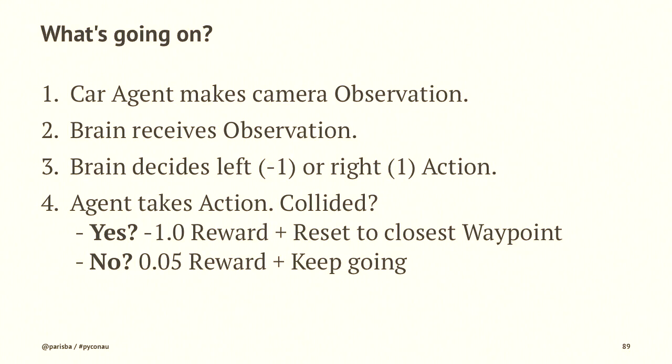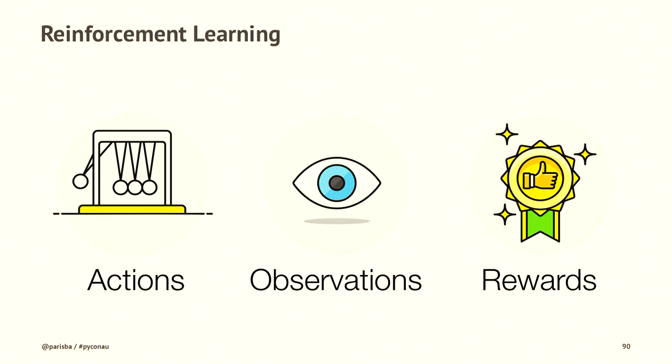So what's going on here? The car agent is making a camera observation. The brain is receiving that observation. The brain is deciding left or right. And then once the action is taken, we're checking if we're collided. If we're collided, we're getting a punishment and resetting. If we're not collided, we're getting a small reward and continuing. Okay? Pretty much reinforcement learning.